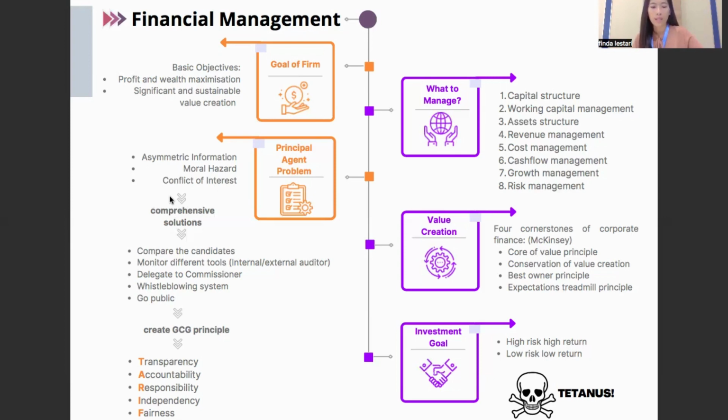It can be comparing the candidates when we are recruiting. We can use different monitoring tools, with internal or external auditors, and delegate to the committee and commissioner. We use a whistleblowing system, and we can go public.